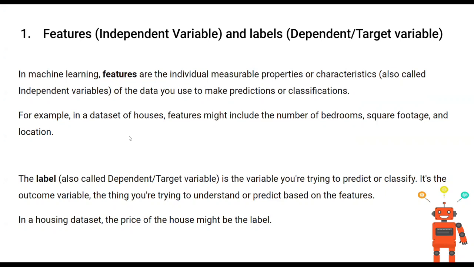The label, which is also called the dependent or target variable, is a variable you are trying to predict or classify. It's the outcome variable, the thing that you're trying to understand or predict based on the features. So in a housing data set, the price of the house might be the label.